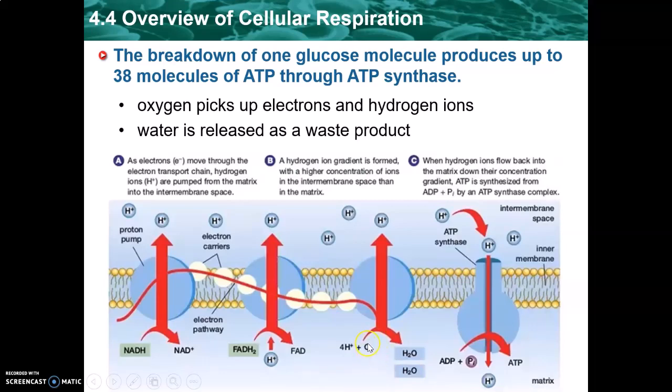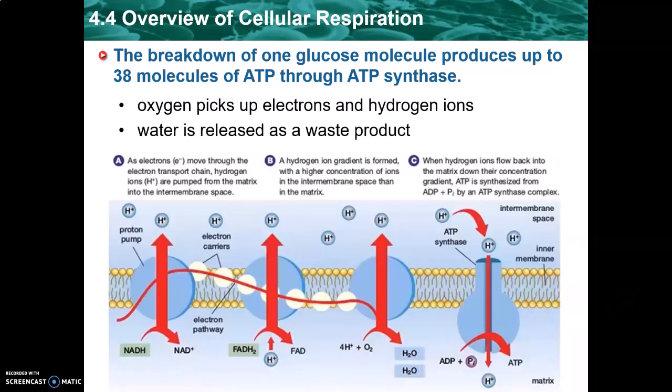This idea here of oxygen being at the end of an electron transport chain, taking those electrons, there's a term for that, and we would call that a terminal electron acceptor. Why do we call it that? Well, it's accepting electrons, and it's at the end. Terminal means at the end of that electron transport chain, so oxygen is our terminal electron acceptor. It pulls electrons, it pulls hydrogen ions, and combines all of that together and forms water.